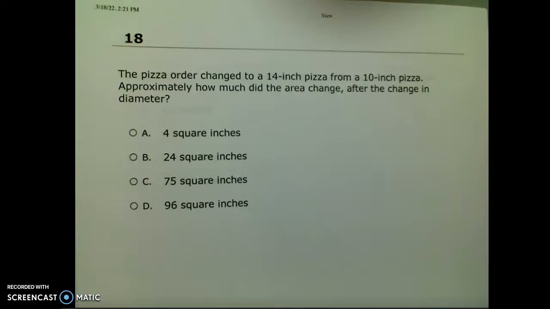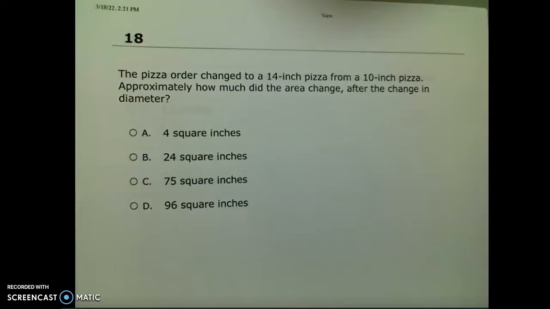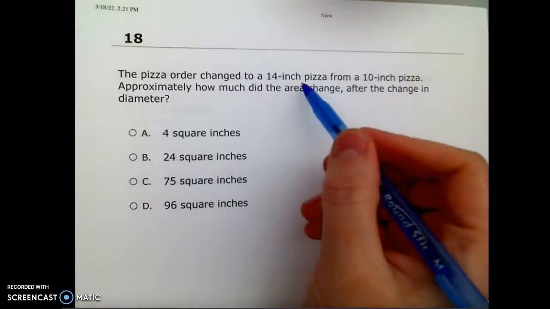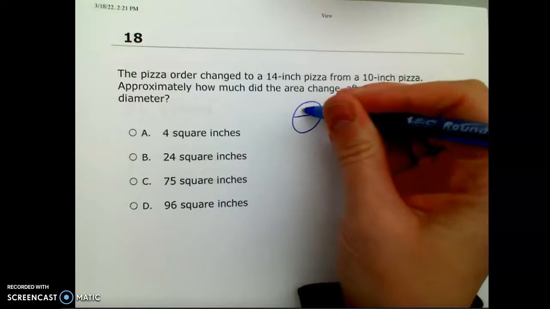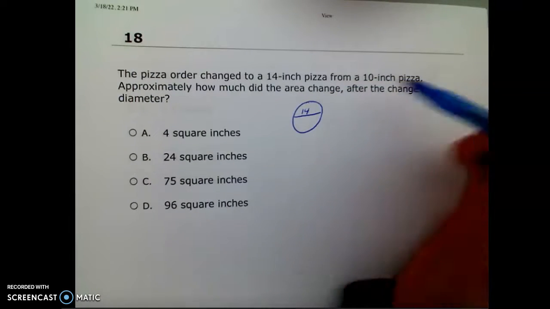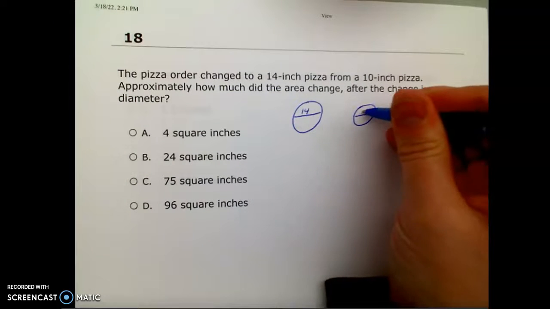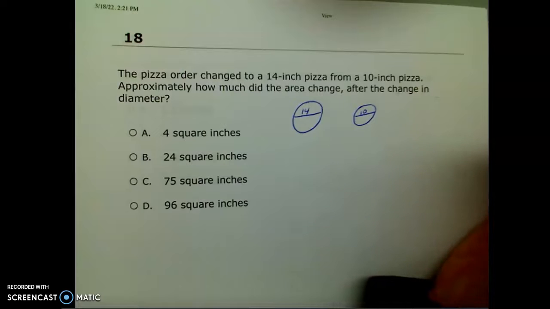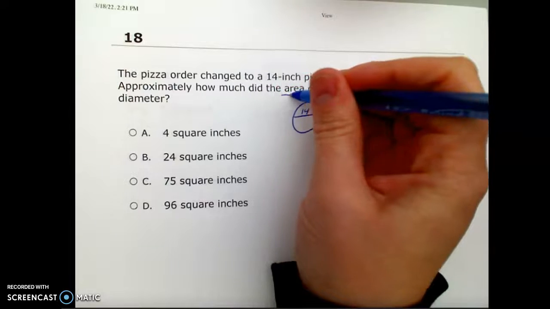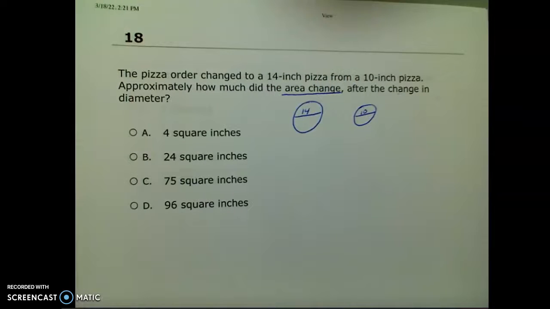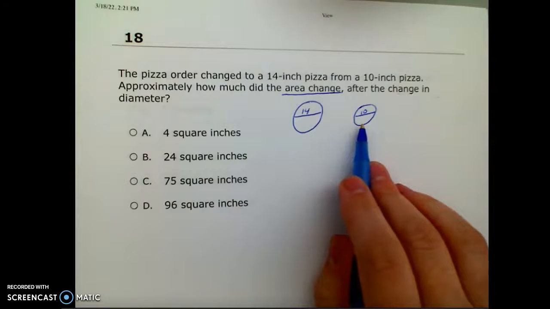Whoa. Now, some of you might be tempted to go, oh, 14 minus 10 is 4. I'm done. But wait a minute. The 14-inch pizza, what they're describing is the diameter. It's 14 inches across. And that's what they told us right here, change in diameter. And the 10-inch pizza has a circle with 10 across. They don't want to know the difference in diameter. They want to know how much did the area change. So we're going to need to calculate the area of both of these circles and then find the difference.